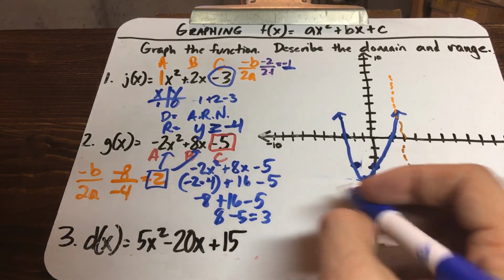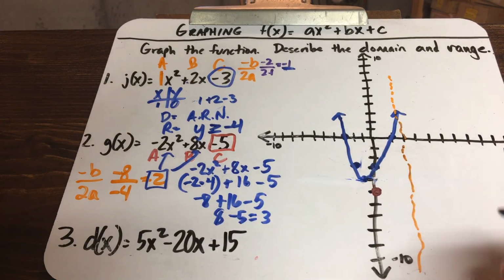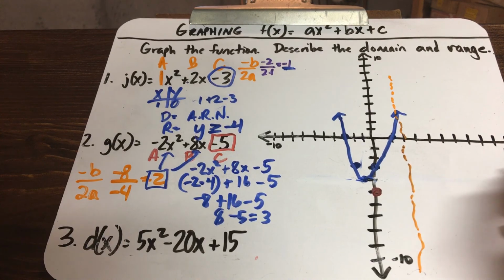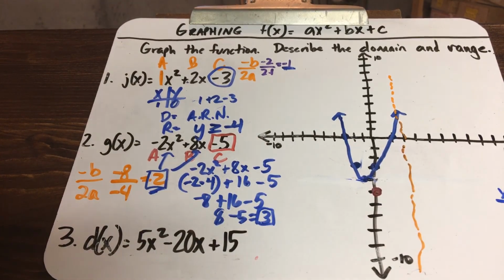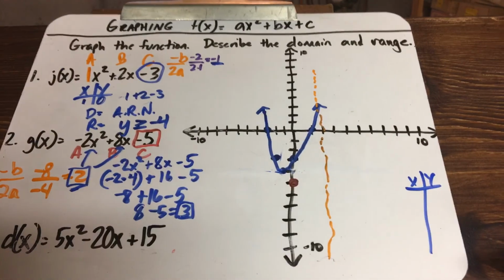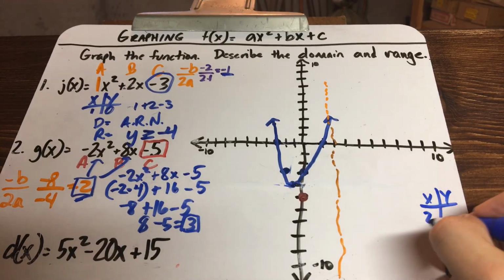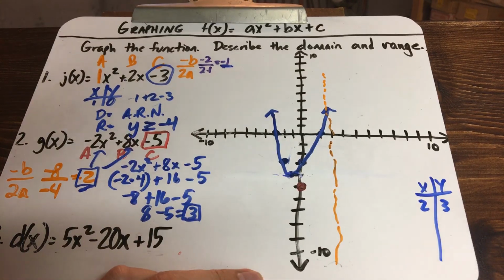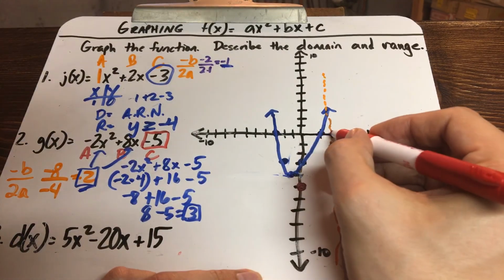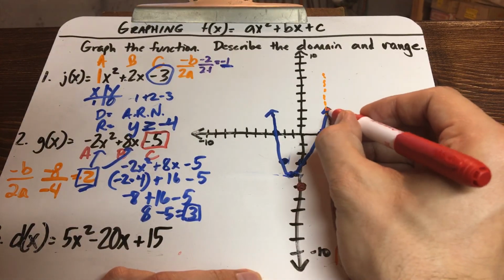So that tells me, I'm way out of space, so I'll just put it down here. That tells me that the point 2, 3 is on my graph as well. So I'm going to go to the point 2, 3. 2, 1, 2, 3, right here.